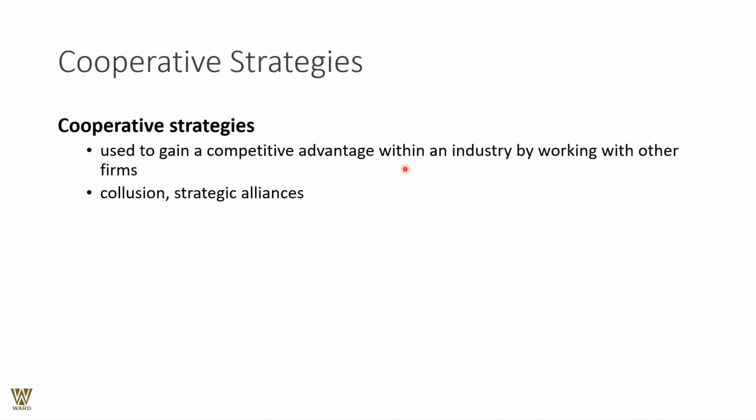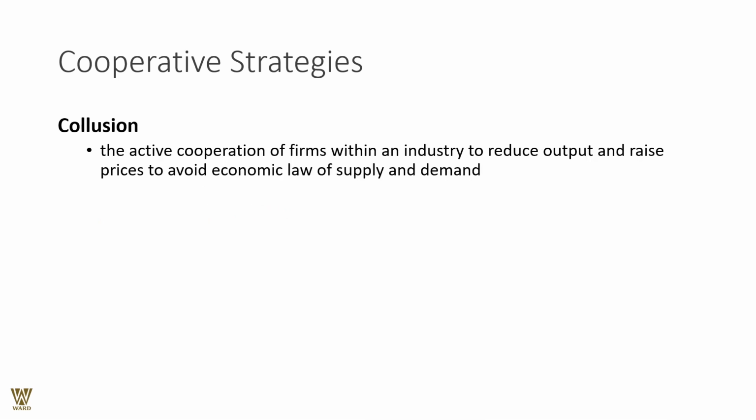On the other hand, we can always have partners, in the sense of vendors who can pitch in making a part of the product and then probably assembling it and selling it out. So it's collusion, it's strategic alliances that come around as far as competitive advantage is concerned. Remember, the active cooperation of firms within an industry to reduce output and raise prices to avoid economic supply and demand is what collusion is. Something which we actually see when people restrict the quantity of products and create artificial shortages.